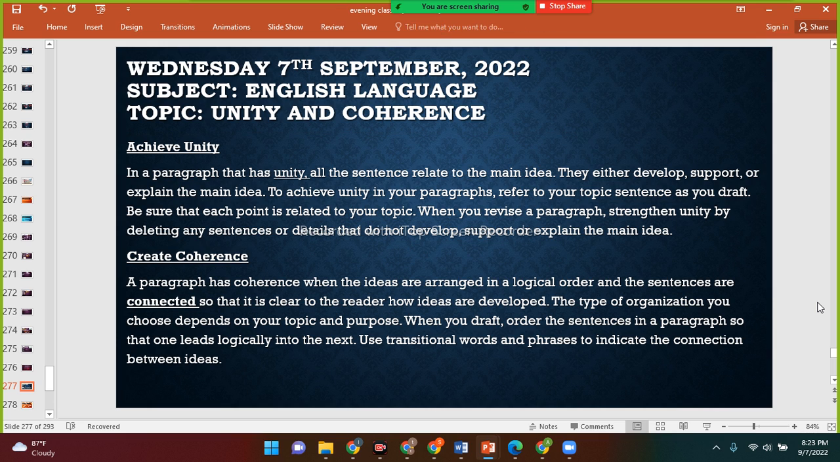So for tonight, we just talked about unity and coherence. Establishing unity by making sure everything connects to the main idea, and establishing coherence, making sure that everything is arranged in logical order, and that you have a connecting link between one sentence and the next. You can do that by using transitional words or using a word in a sentence that would connect that idea to the next sentence so that everything flows smoothly.